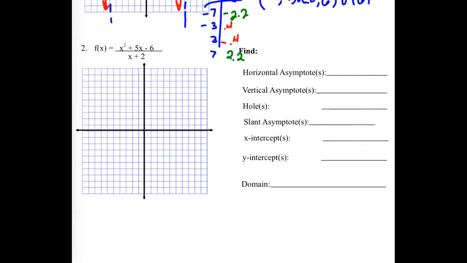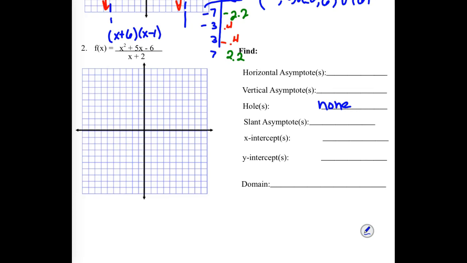All right, looking at our next one. Can we factor the numerator? What would it factor into? All right, (x + 6)(x - 1). Does anything drop out? Can we cancel anything? No. So since nothing goes away, we know we don't have any holes.